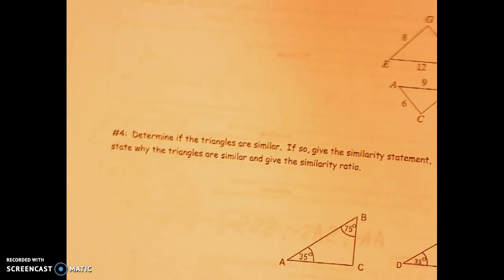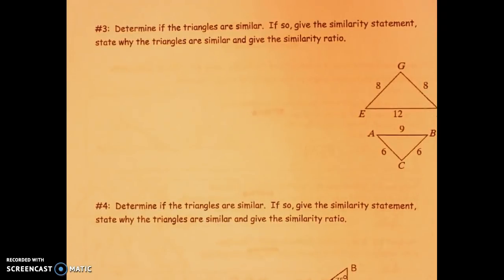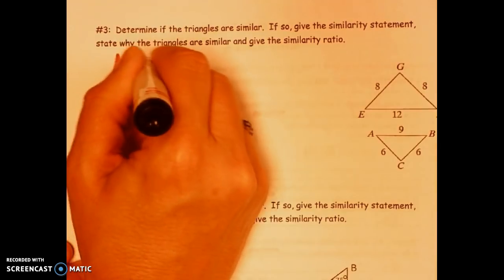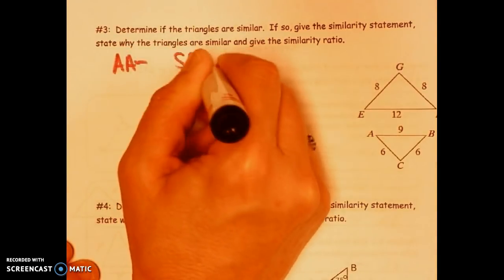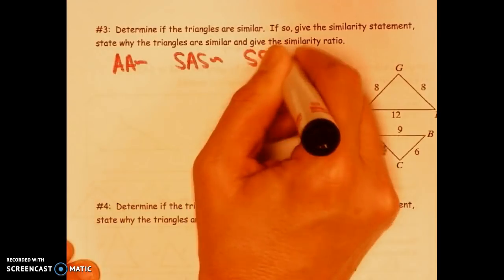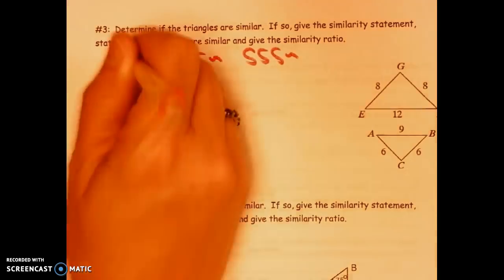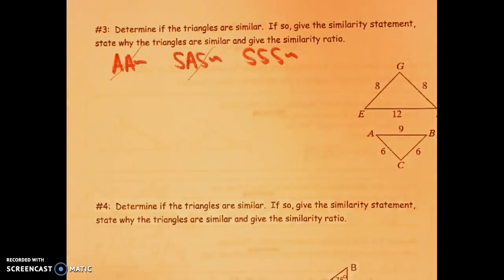Okay, moving on to the back. We're trying to figure out if the triangles are similar. Well, if you think about our options, again, we have angle, angle, we have side angle side, and we have side, side, side. Well, we have no information regarding the angles, nor can we get them, so we automatically know it's not either one of those. The only one that we can check then is side, side, side.